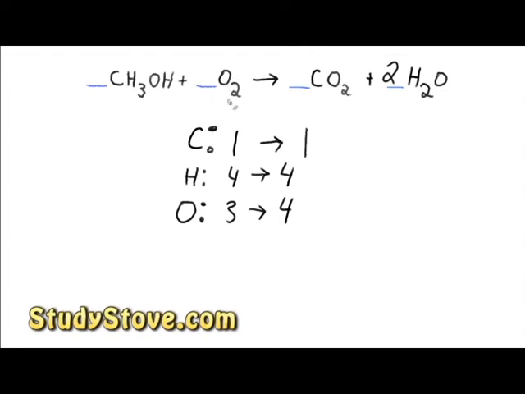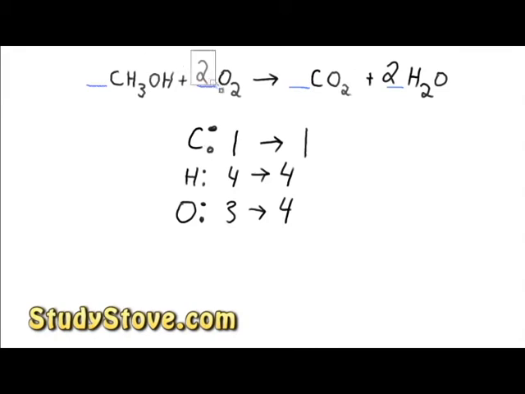So we have a problem, because if I put a 2 here, then on the left-hand side we'll have 5 oxygens, because we'll have 2 times 2 for this oxygen, plus the 1 here. So we'll have 5, and then we would have to go back to the right-hand side and increase that, and that changes all our carbons and hydrogens again, and it just becomes a mess. So we have to do something else.